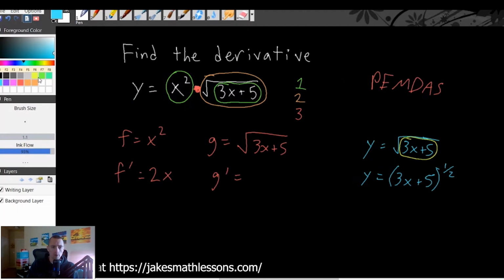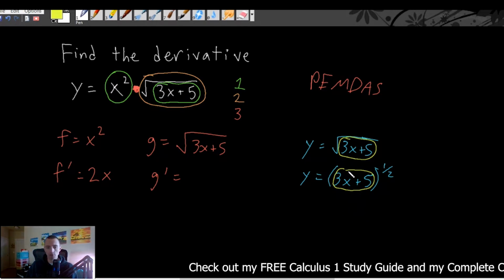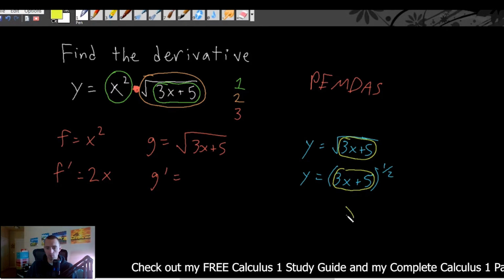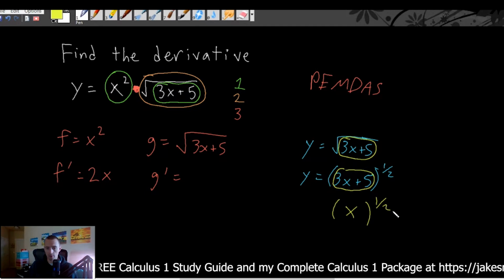So again, what we want to do is think of what's inside the parentheses here as our inside function. So 3x plus 5 is going to be our inside function, and then the 1/2 power is our outside function. So just like I talked about before, when you're doing chain rule, figure out first what your inside function is. That's usually going to be a little bit more obvious or a little bit easier to figure out. Once you figure that out, just imagine replacing that whole inside function with just x. So in this case, just imagine having x to the 1/2 power.